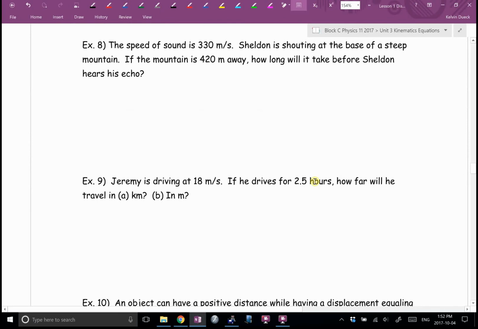Example 8. The speed of sound is 330 meters per second. It is. Sheldon is shouting at the base of a steep mountain. If the mountain is 420 meters away, how long will it take before Sheldon hears his echo? We're going to use my DFIC approach until we get good.